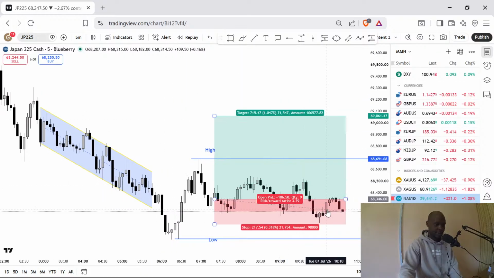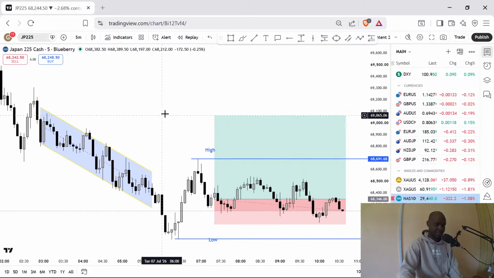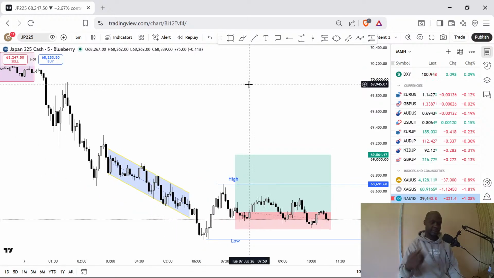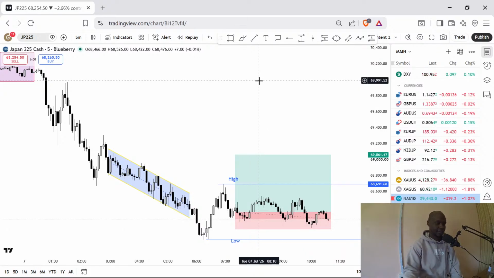Now we are back into drawdown. This trade is probably going to be a loss, but let's wait and see.